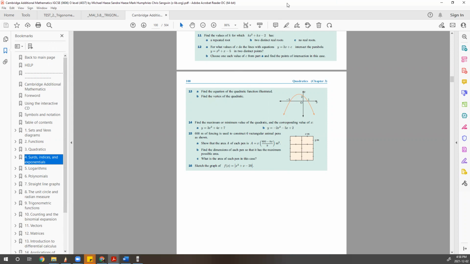Binomial expansion, we learn by answering the question. Okay, I will stop the sharing. I will send the files to you, the documents in PDF.